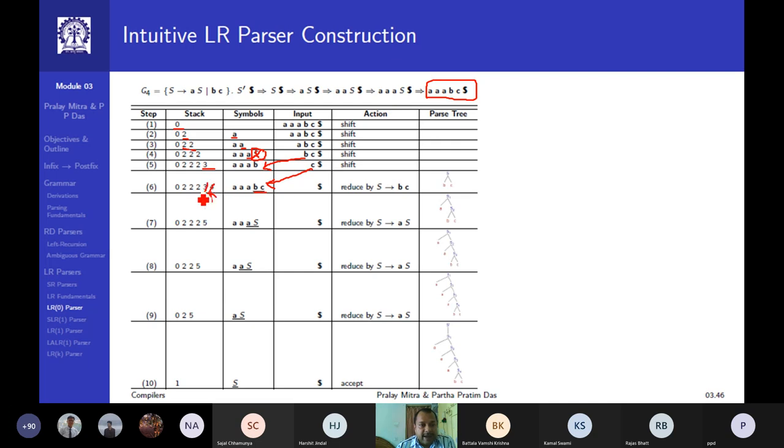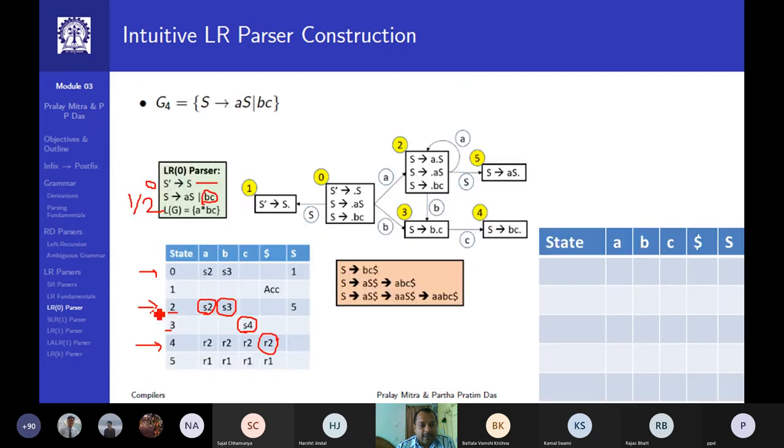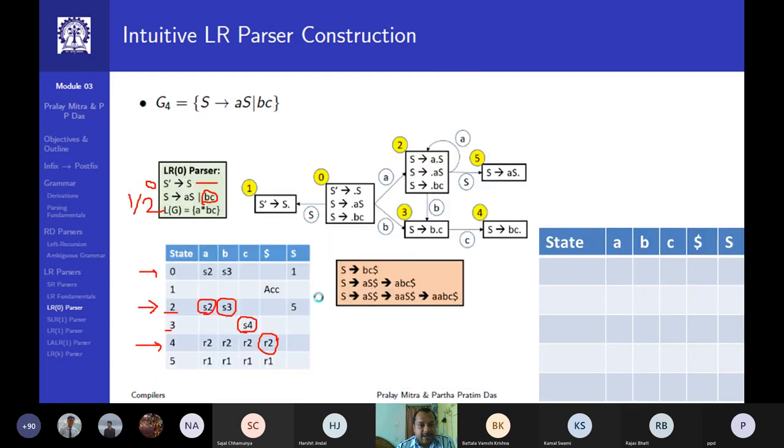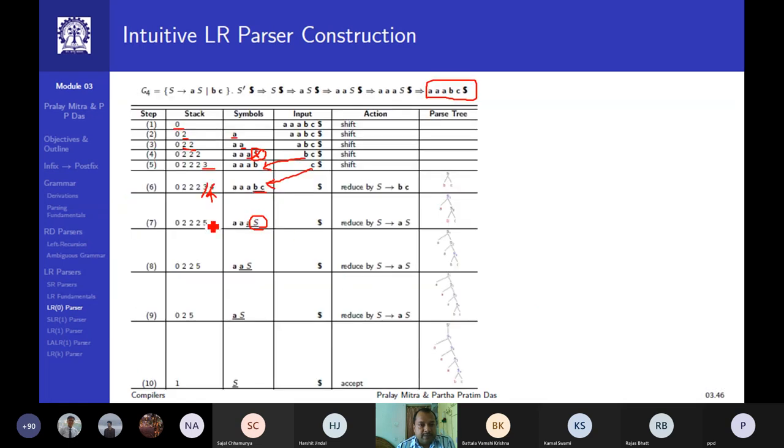Then my stack top state is 2. So I am standing at state 2. And I see that because of the reduction BC to S, S is remaining as the non-terminal symbol. So standing at second state here, when I see S, then go to 5. I have to go to 5. So 5 will be pushed here.